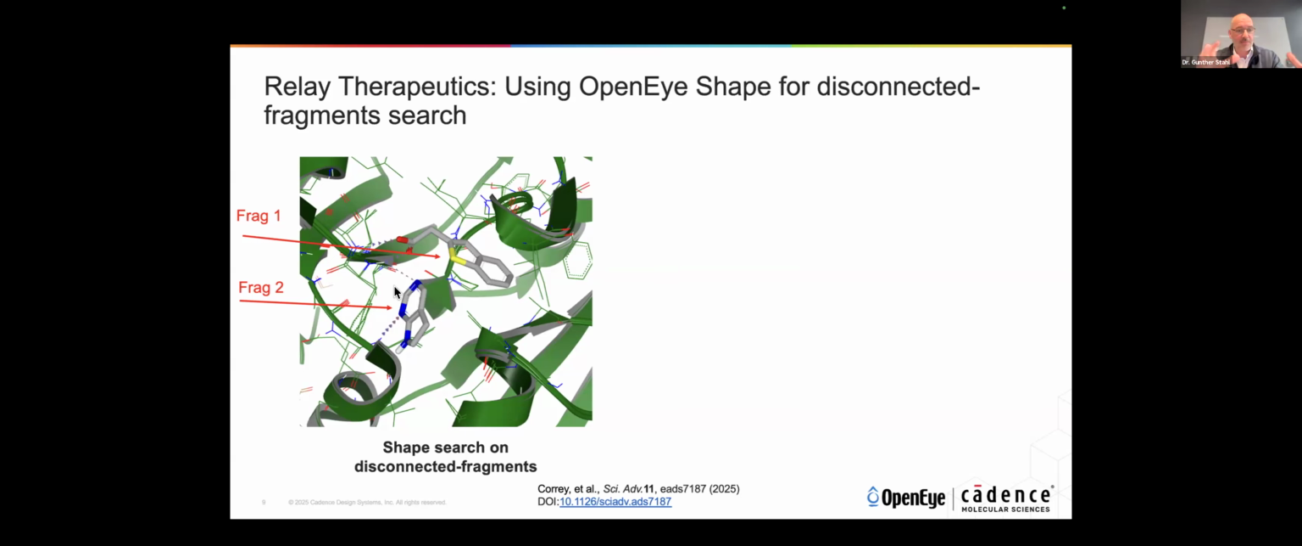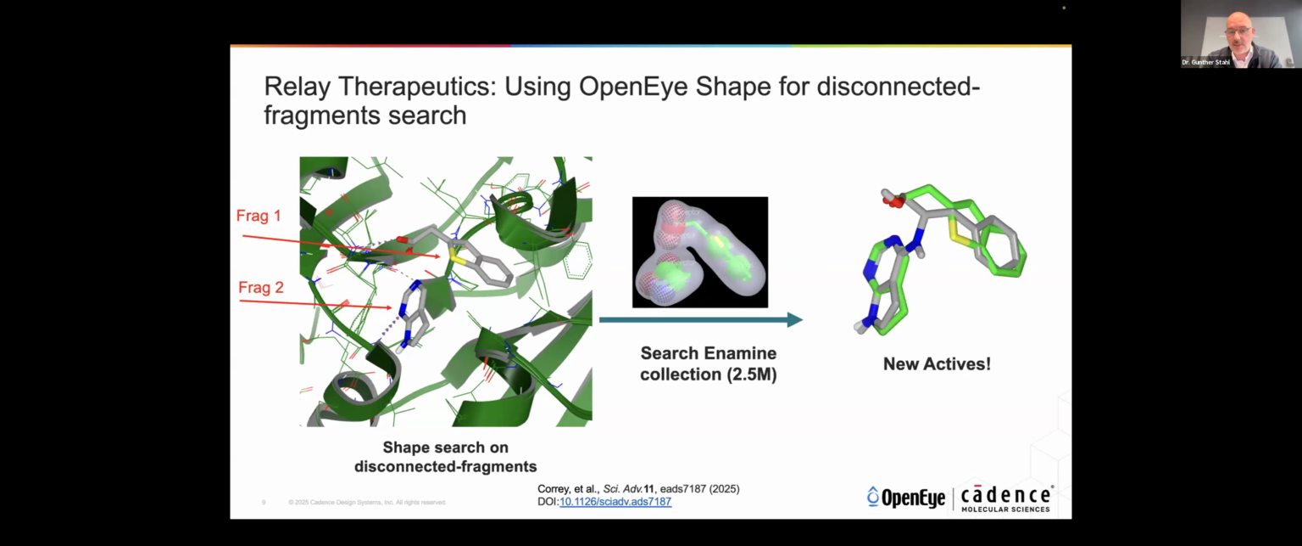So they picked those fragments that are close to each other and converted them into a shape query. Disconnected features on their own, but asking ROCS to find a molecule that fills this shape ideally. So they actually searched 2.5 million molecules from Enamine, and they found a molecule, multiple, but this molecule really fills that shape nicely and basically connects these two fragments in an easy way.